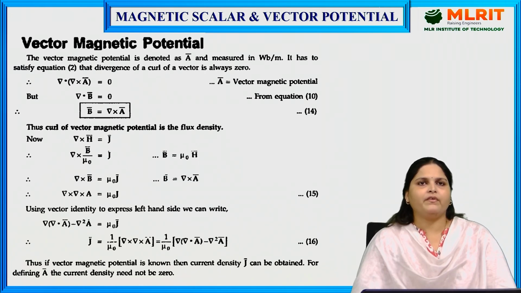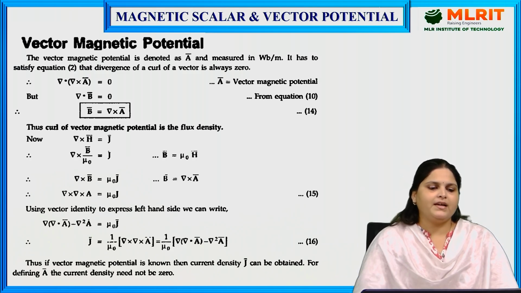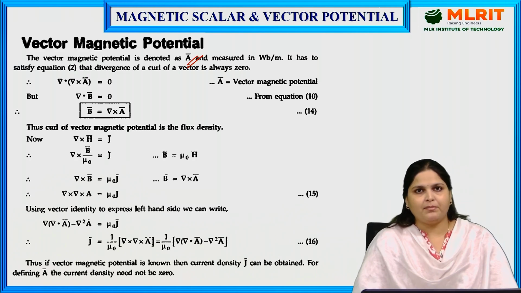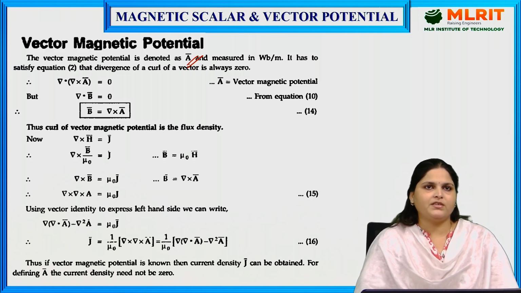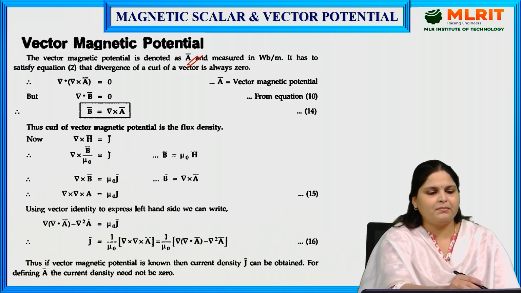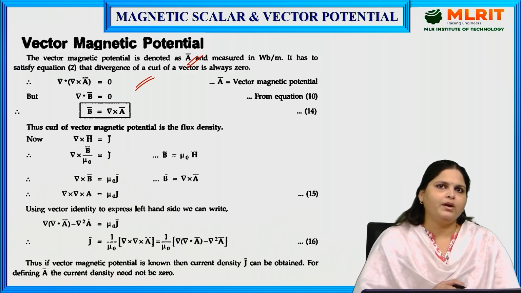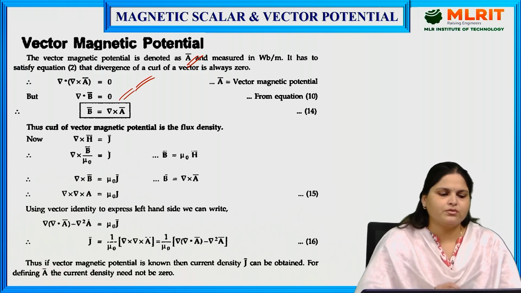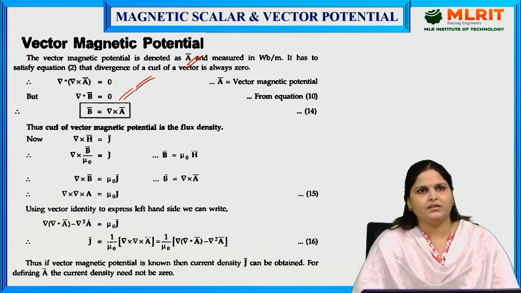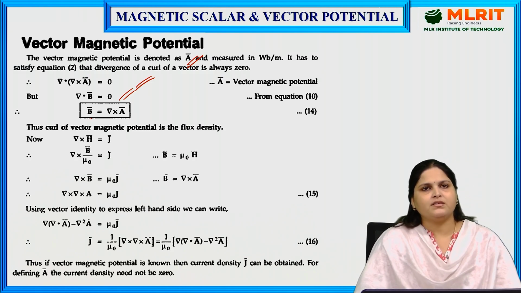Now we'll discuss vector magnetic potential. As we already discussed, it is denoted by A bar and measured in Weber per meter. It has to satisfy the second identity, divergence of curl of a vector is equal to 0, which can be written as del dot del cross A is equal to 0. But we already know that divergence of B is equal to 0. Therefore, we can write B is equal to del cross A.